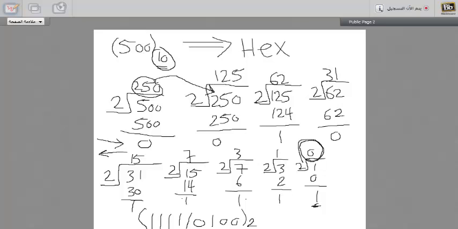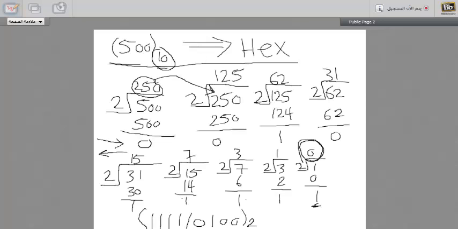So, I'm going to use another page, because obviously the question was to convert 500 decimal to hexa. So we converted to binary. Now we need to continue with the hexa. So I don't want to forget, we've got 5 ones, 0, 1, 0, 0, if I remember correctly.